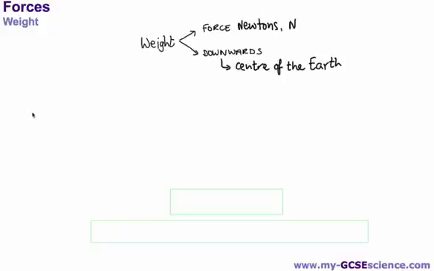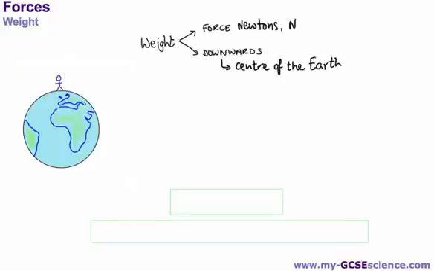So if I was to show you a diagram of the earth with somebody standing on it, the weight of that person will always be towards the center of the earth. So if they're standing on the top, it goes that way. If they're standing on the side there and at the bottom of this diagram, the weight would always act towards the center of the earth.